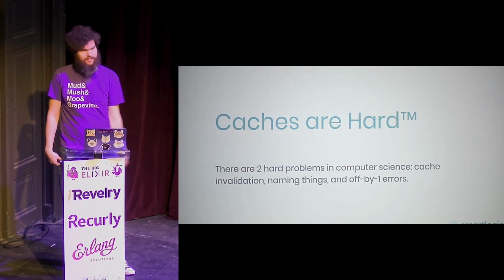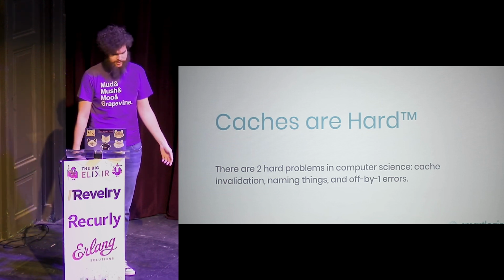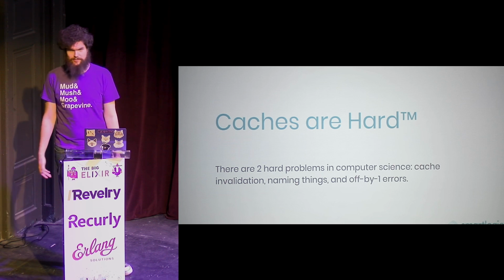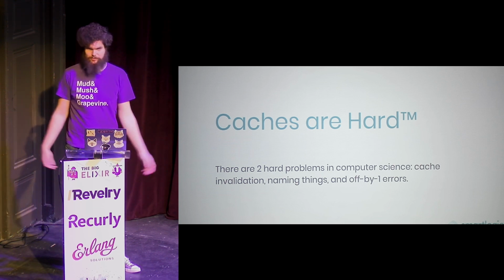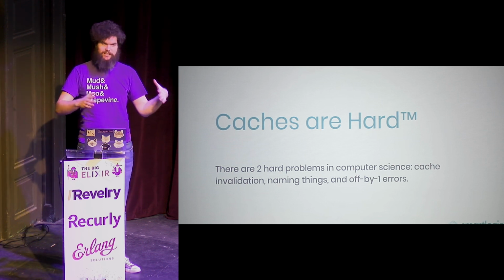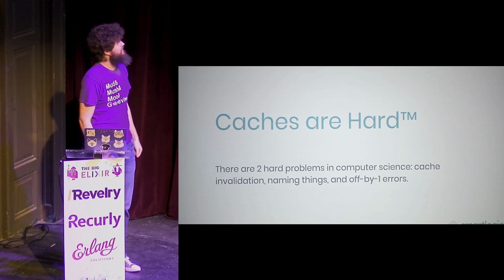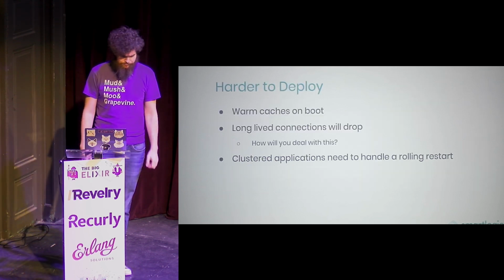Caches are hard. As we all know, there's two hard problems in computer science: cache invalidation, naming things, and off-by-one errors. So we're just moving the cache from Redis or Memcache into the BEAM. So it's still hard, it's still there. That's not going away.